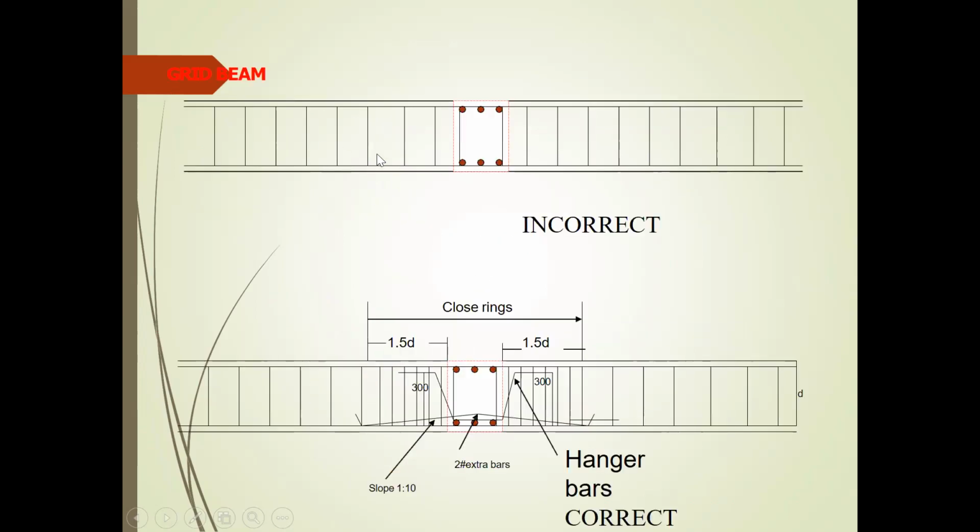Hanger bars. Here, the hanger bars have been placed at the same level as the beam, whereas they should be a little bit above, with a camber. Here I show you how to provide extra bars, etc.